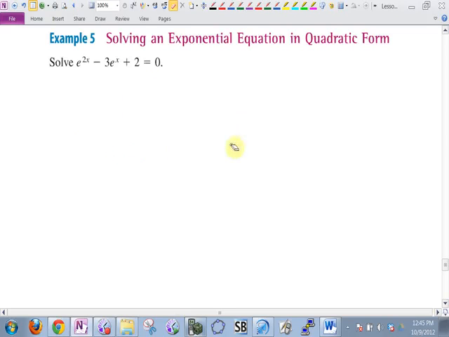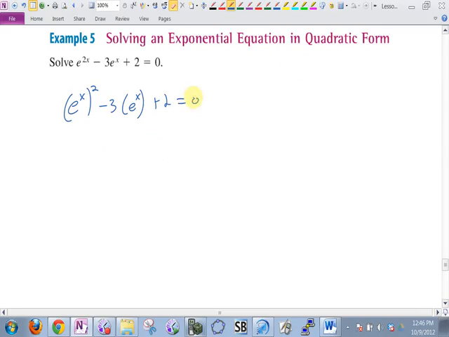So now we go back to ground 0, the beginning of the problem, and we ask ourselves again, how do we solve that? It's quadratic-like. This is something squared minus 3 times something plus something. If I replace everywhere I see an e to the x with some new variable, pick a variable, t. So we get t squared minus 3t plus 2. That's a quadratic, and so we factor it. What multiplies to positive 2 and adds up to negative 3?